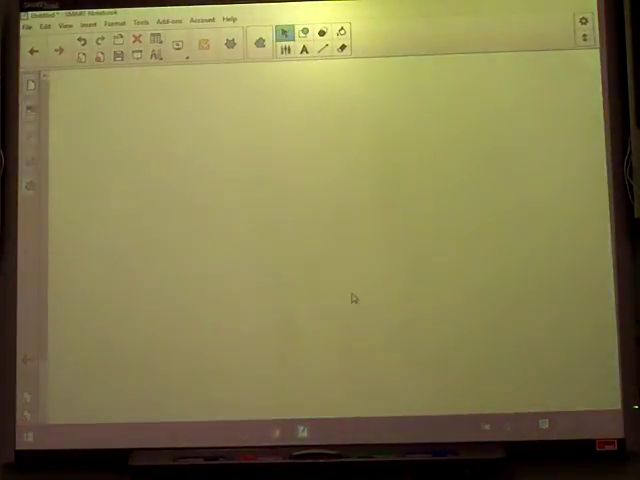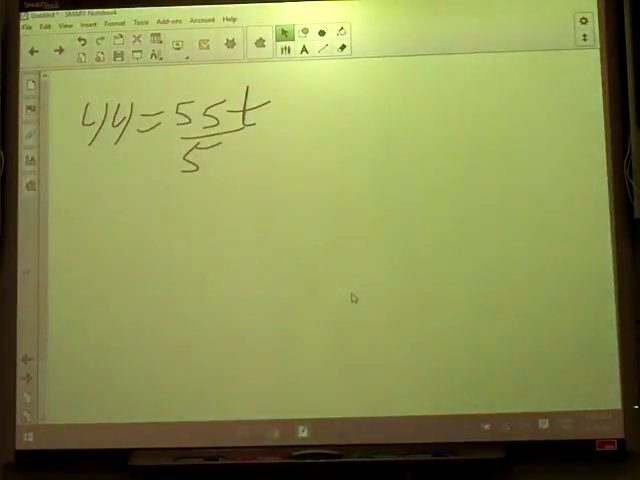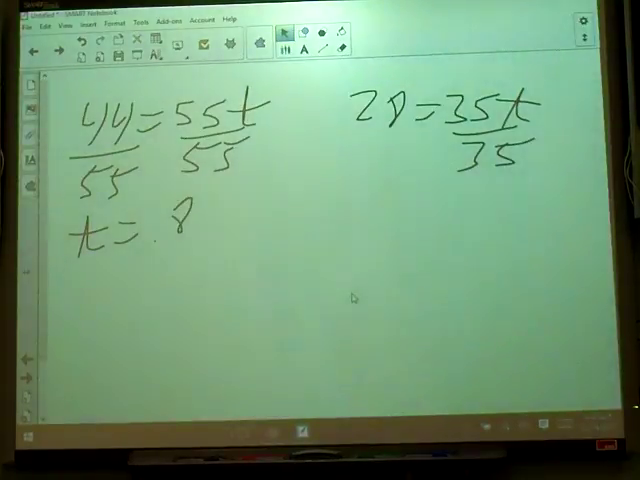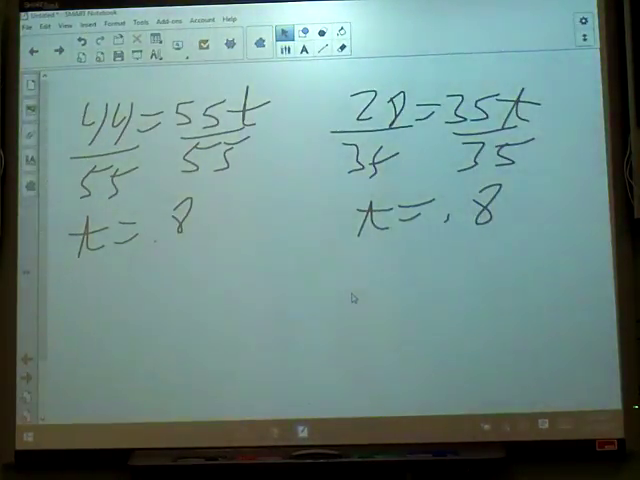Alright, part B, we went 44 highway miles. So 44 equals 55 times your t. Divide that by 55, and I got 0.8. And then we went 28 city miles. 28 city is 35 miles an hour. Divide by 35, and I got another 0.8 on that one. So my total time on this trip, 0.8 plus 0.8, I took 1.6 hours for part B.